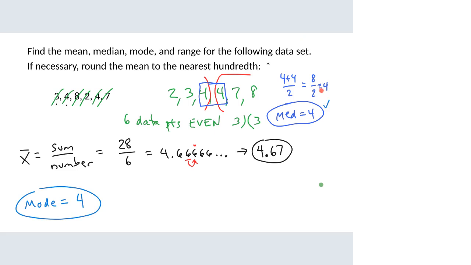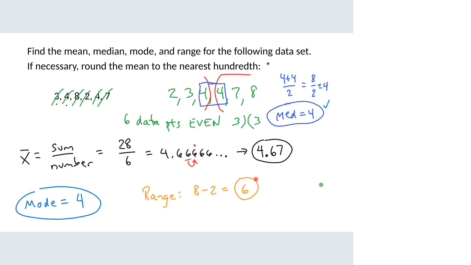And then finally, the range. What's the range? All right, y'all are ahead of me. I love it. 6, very good. 8 is our highest data point. 2 is our lowest, so our range is 6. That went really well, so I'm thrilled.